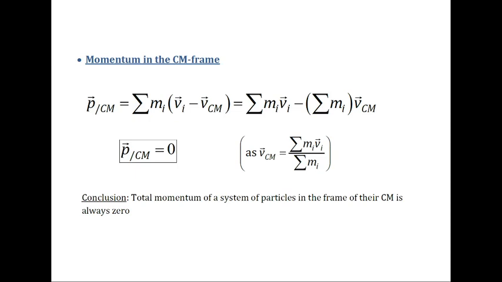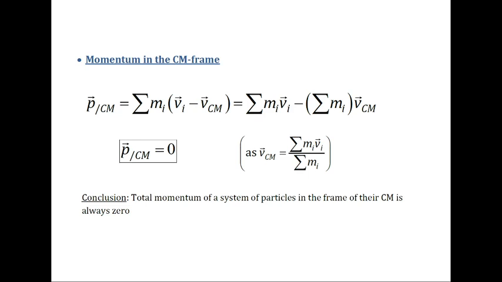So hello, here we are going to look at the momentum of a system of particles in a particular frame, and that frame is the center of mass frame. This frame has the same velocity and acceleration as the center of mass of the system of particles. So we can have any number of particles moving around with their own velocities, positions, and accelerations. So this is a very general scenario.